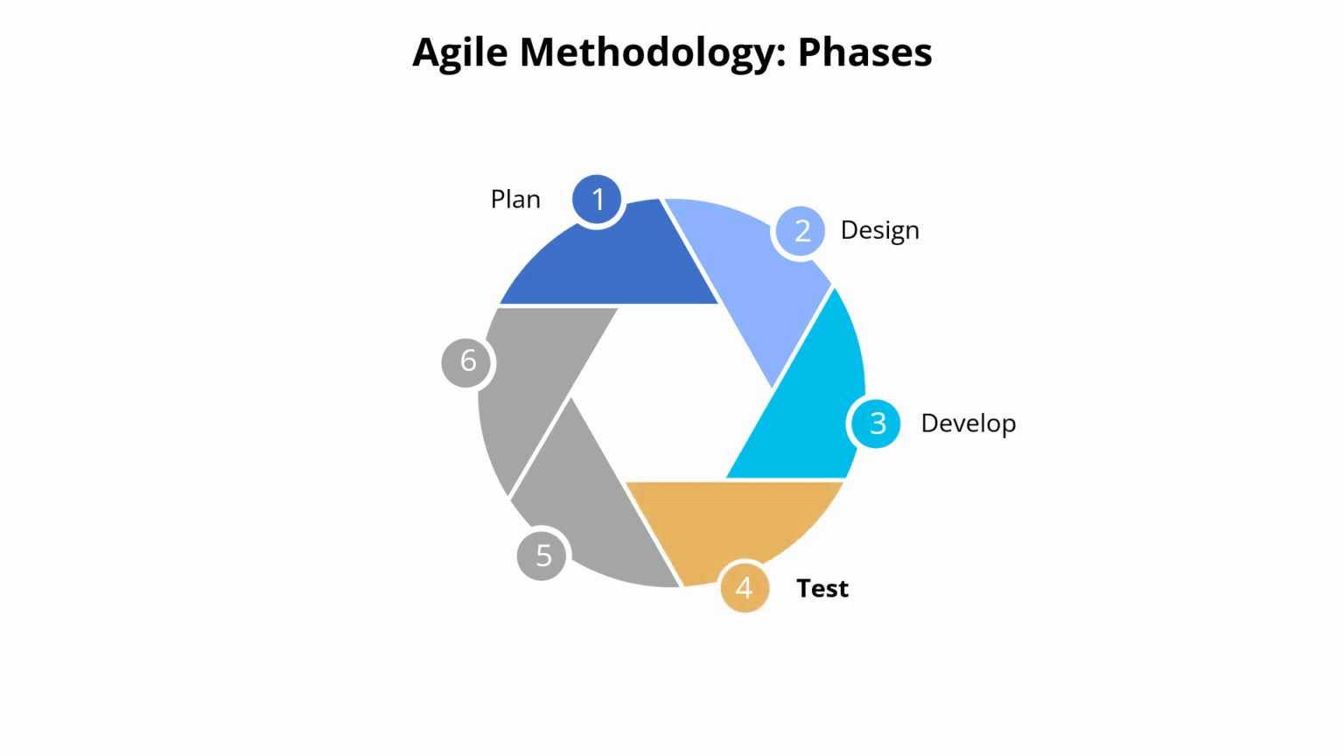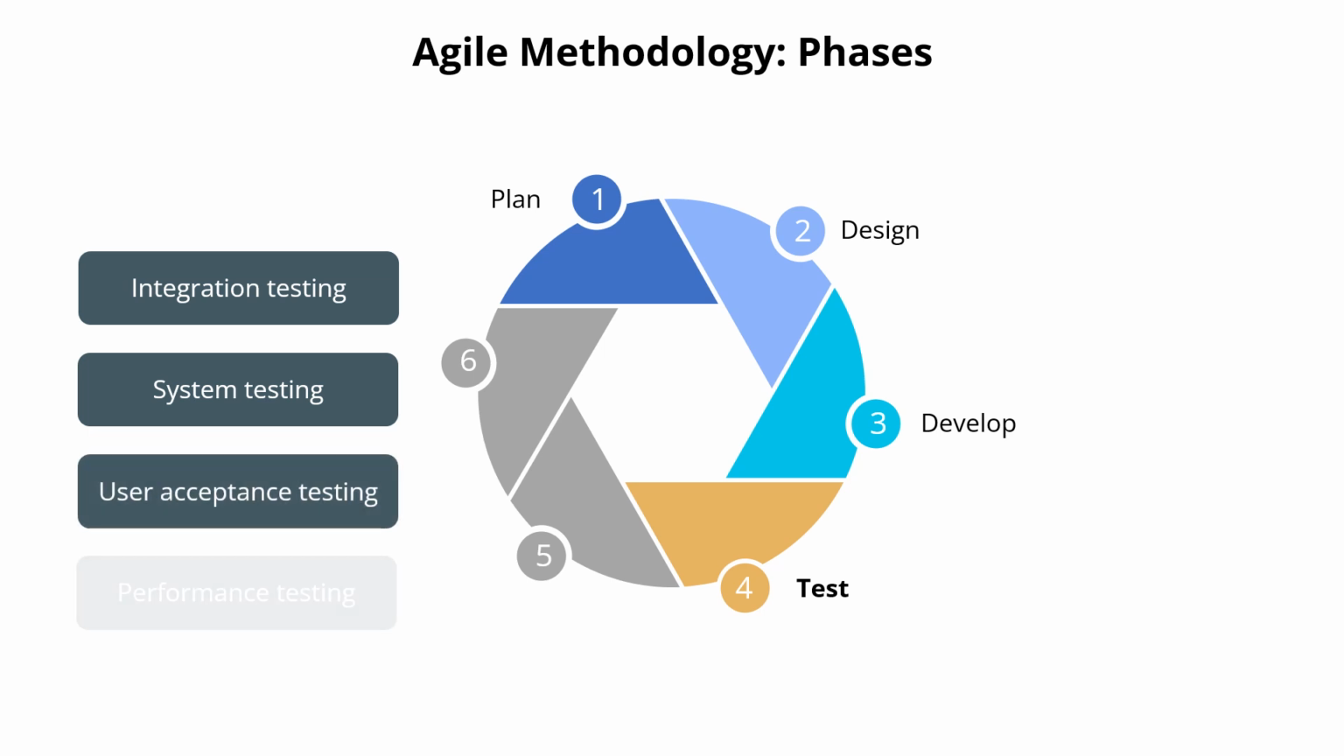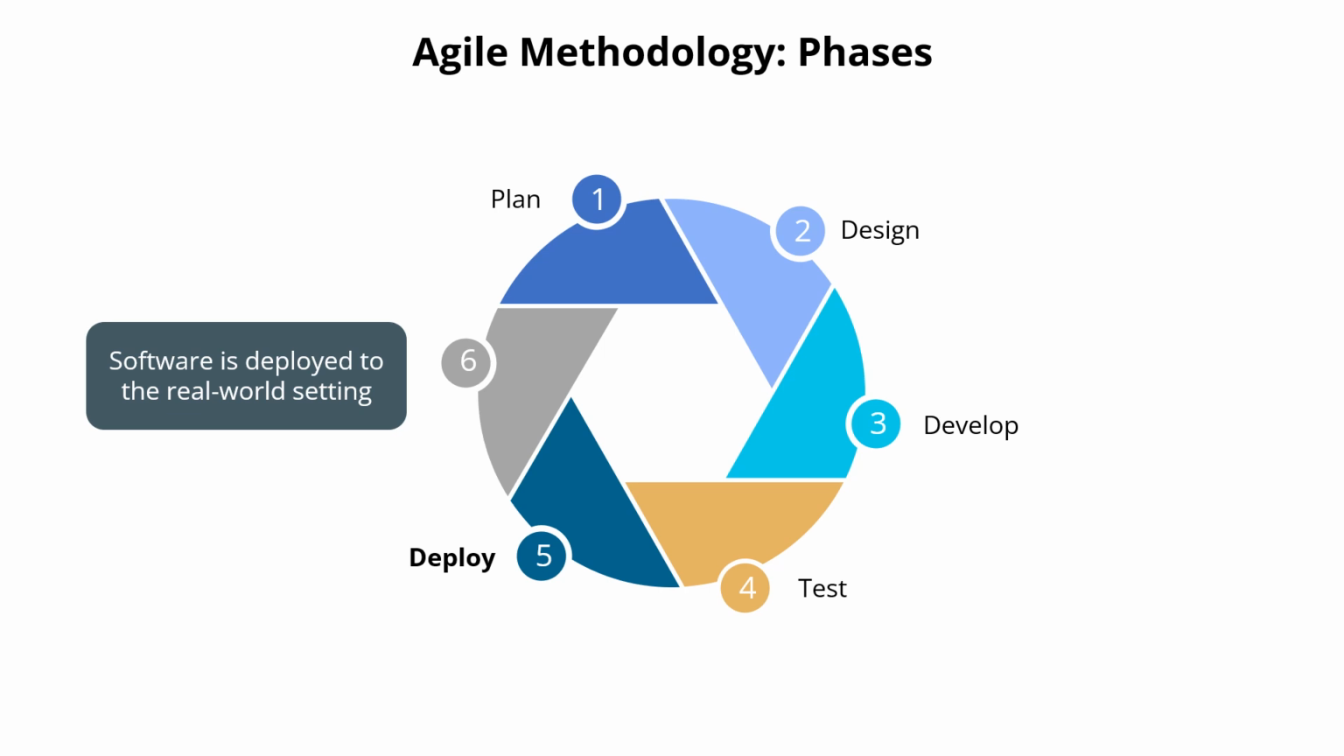Test. Testing is a crucial phase encompassing various types, including integration, system, user acceptance, and performance testing. This ensures the software's robustness and compliance with user requirements. Deploy. Once the software is deemed ready, it is released to the production environment. This phase involves deploying the software to the real-world setting, ensuring its smooth functionality.